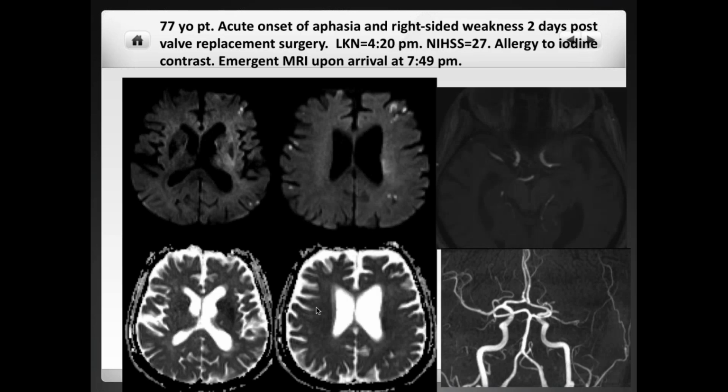I'm gonna go a little quicker. We have only a few more cases left, probably a couple only, but this patient had a 77-year-old acute onset of aphasia, right-sided weakness, 2 days following post-valve replacement. In this case, this patient had allergy to iodine. And in this case, we said, let's not take the risk of iodine allergy. Let's first do an MRI.